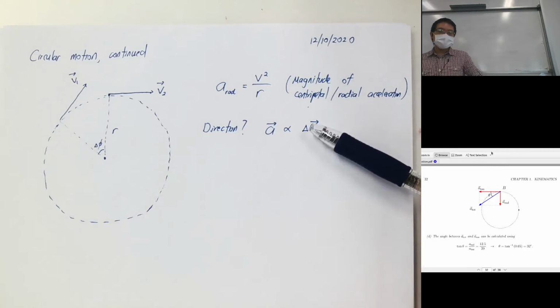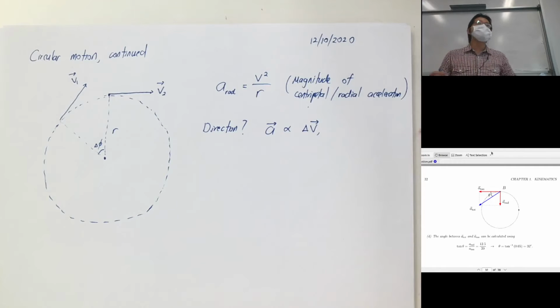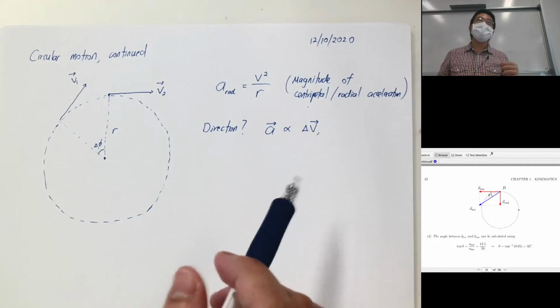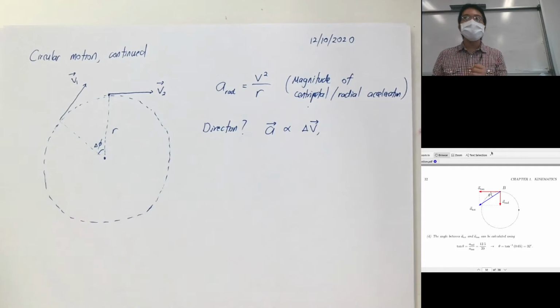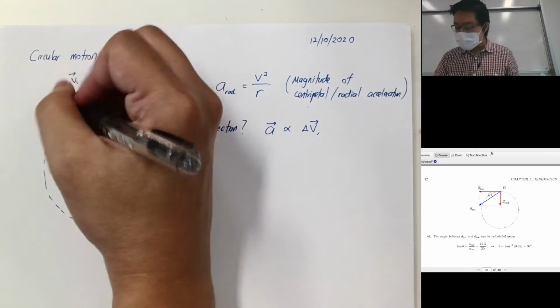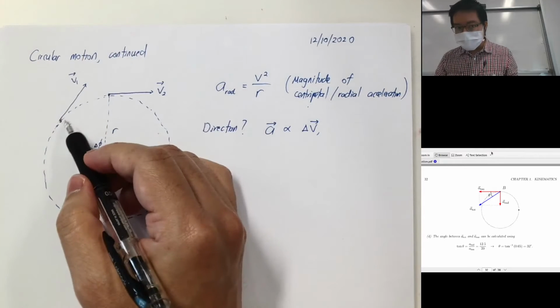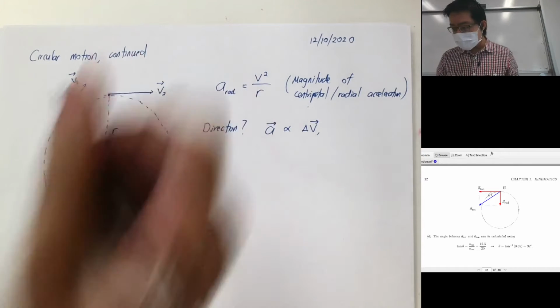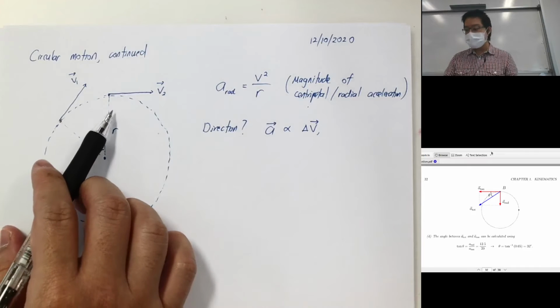To get the direction, we remember that the acceleration is proportional to the change in velocity. So change in velocity means dv/dt, and we take delta t going to 0, so it is related to the infinitesimal change at every instant. So let's get the change in velocity. Let's look at the scenario. Initially the object was here, and if it's moving in circular motion, later it was here. Same diagram I drew in the previous class.